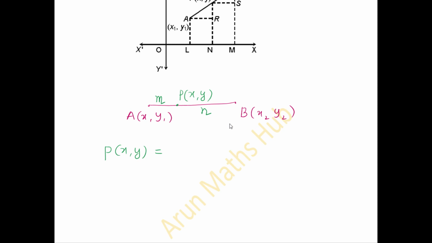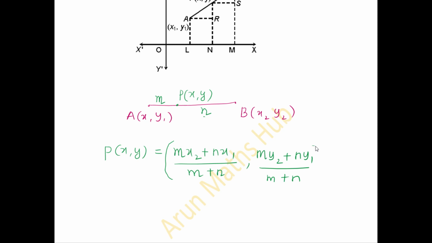m x2 plus n x1 divided by m plus n. Then the y coordinate is given by m y2 plus n y1 divided by m plus n. This is called as section formula.